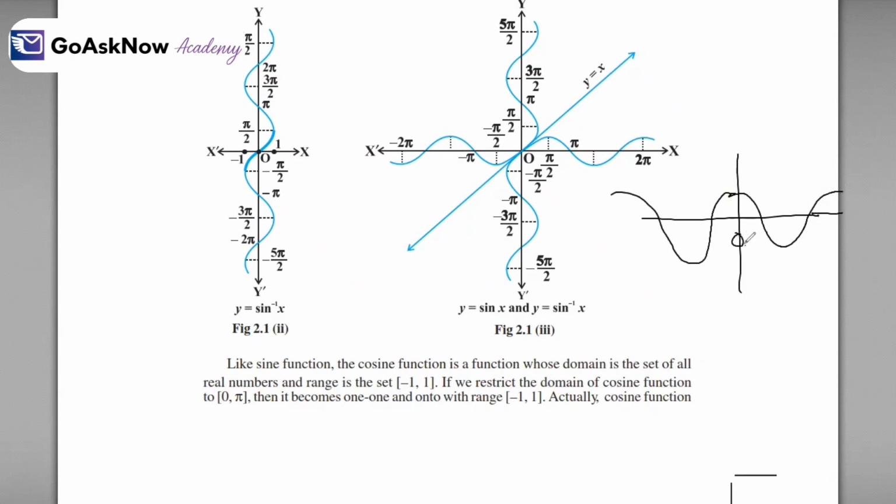So what is this point? This is 0. And what is this point? This is pi by 2. This is pi. Okay, and if you see here, then this point is what? This point is minus pi by 2, and this is pi. So in which interval is the cosine function 1-1 and onto also? Okay, so you have to see in which interval it is 1-1 and onto.